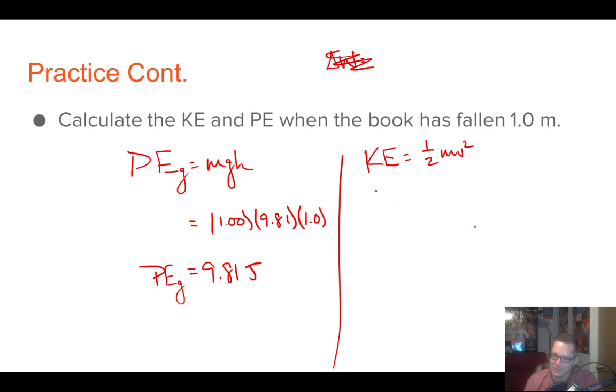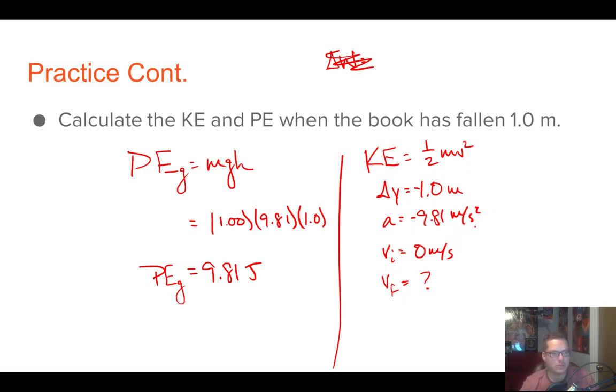So we're going to have to do it the kinematic way. Let's see, what kind of information do we have? We have y equal to 1.0, and it's falling, so it'd be negative 1.0 meters. We know the acceleration due to gravity is equal to negative 9.81 meters per second squared. Our initial velocity is 0 meters per second. And our final velocity is what we're trying to find. So that's what we've got so far. If we look at our kinematics equations, let me just pull up my list so I don't remember it wrong on the video. Okay, so we're going to pick one of our kinematic equations here.